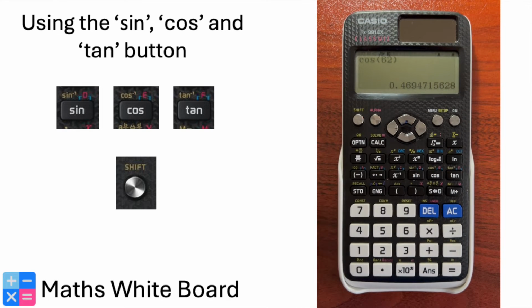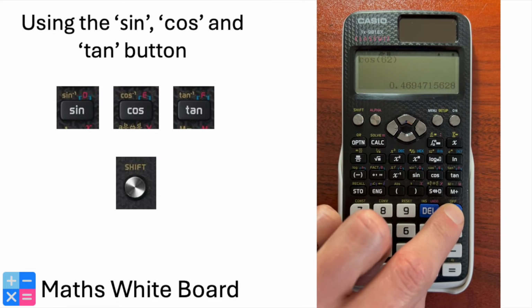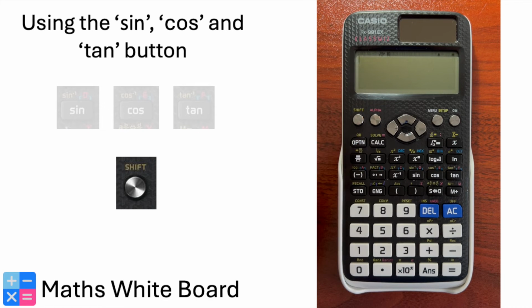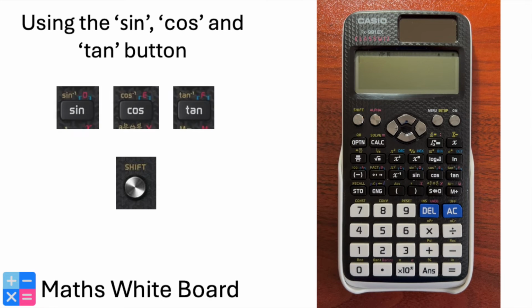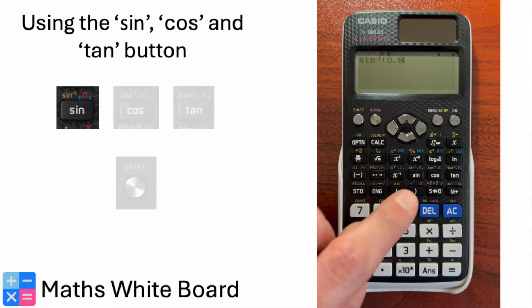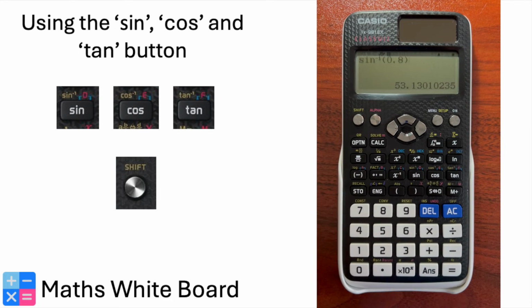But how do you work backwards? If you're given the relationship between any two sides, you can do the inverse of sin, cos, or tan by first activating the yellow function above each button using the Shift key. So if you know the relationship between the opposite and the hypotenuse is 0.8, select Shift, press sin, and enter in 0.8. Closing the bracket and selecting equals will then give you the angle.